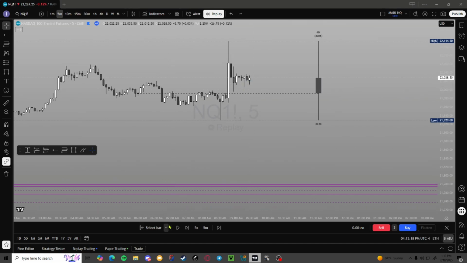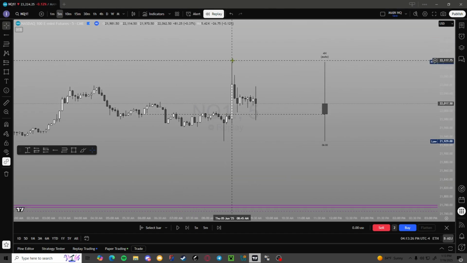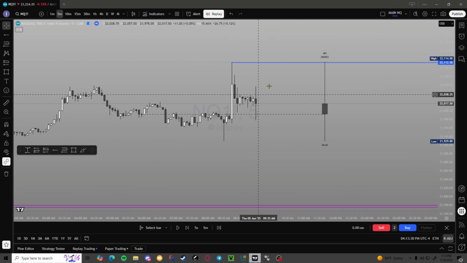So what are we looking for? We're looking for a manipulation of highs, right? Mm-hmm. So mark out your highs. From right here? Yeah. So that's the high you want to see be manipulated in this case. All right. So now go forward a couple candles.